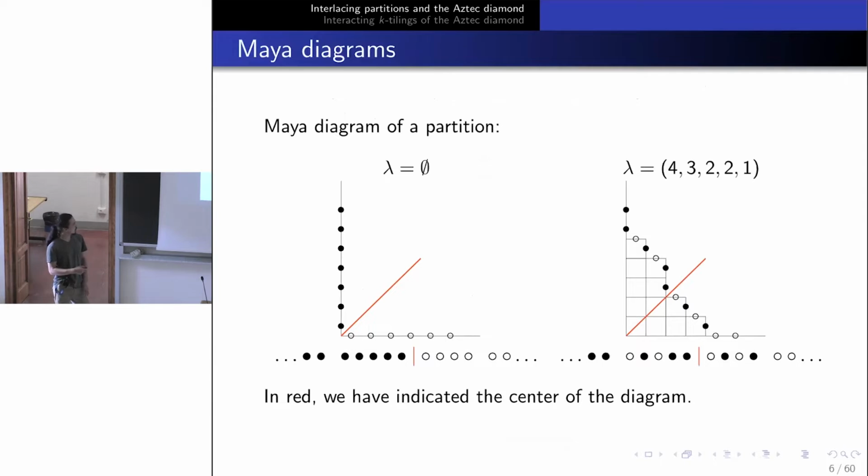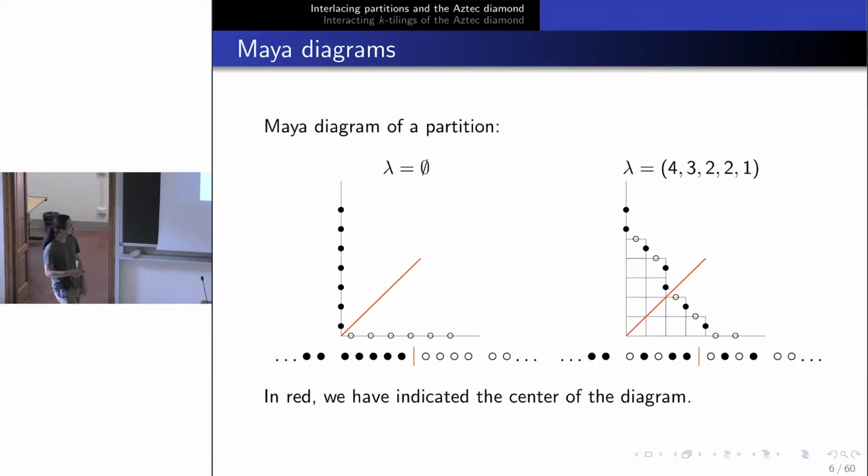For the most part though, we will be thinking about partitions in terms of their Maya diagrams. To construct the Maya diagram of a partition, we start with its shape, we draw its diagram, and then on every horizontal step we put a hole, and on every vertical step we put a particle. Then we read the sequence of holes and particles, starting up here at positive y-axis infinity, going down along the shape of our diagram, and then off to x goes to infinity. This will give us a sequence where to the left we have infinitely many particles, and to the right we'll have infinitely many holes.